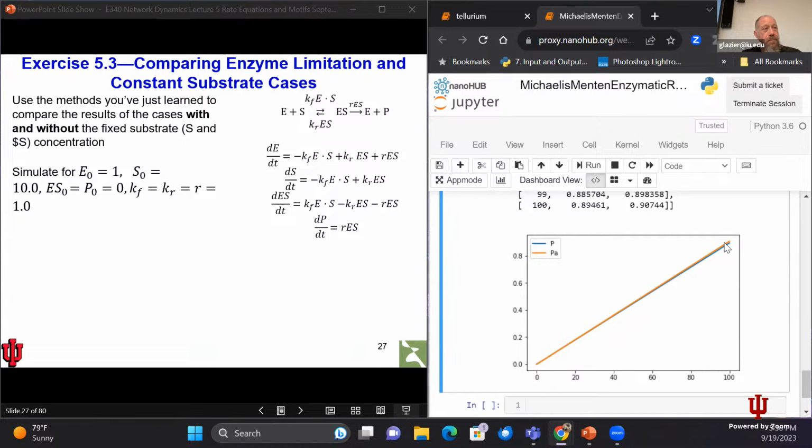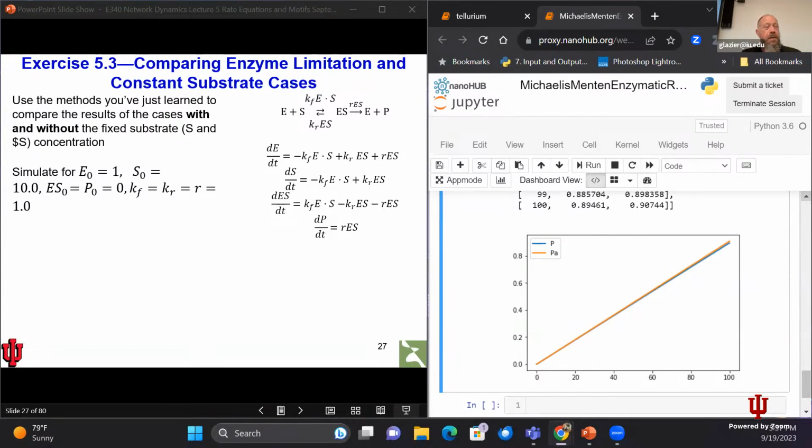Yeah, I guess it's the same. Are they right on top of each other? Yeah, I mean, I don't see blue. It's just orange. Okay, so then try making S0 1 and you should see the divergence. So William says that in his case, he's not seeing any difference between the two, one with S held constant and one with S changing.